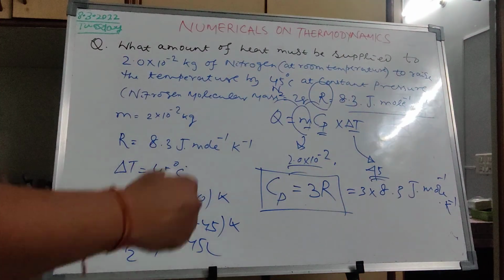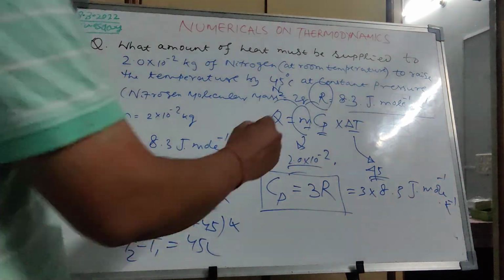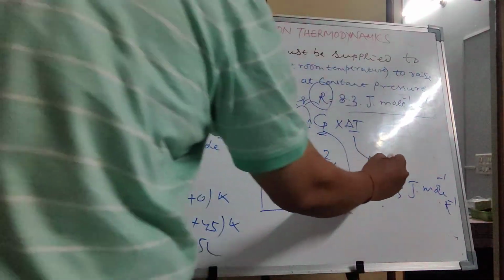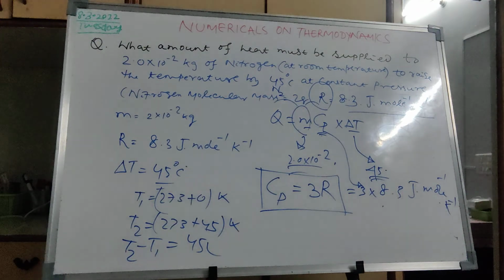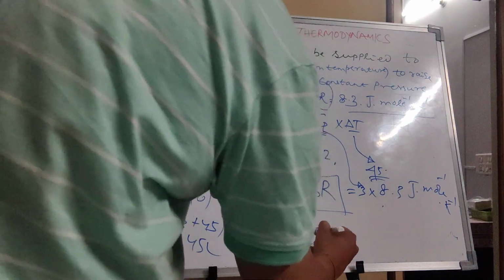So I know my R is equal to 8.3. So 3 into 8.3 joule per mole inverse Kelvin inverse. So you got to know your Cp, you know your mass, you know your Cp, you know your delta T. So you know Cp is this, you know delta T is 45. So after replacing all the three values, you can find out what is the value of Q.